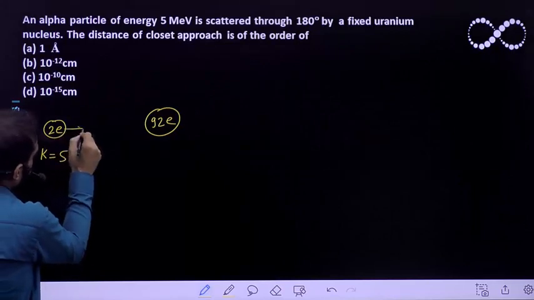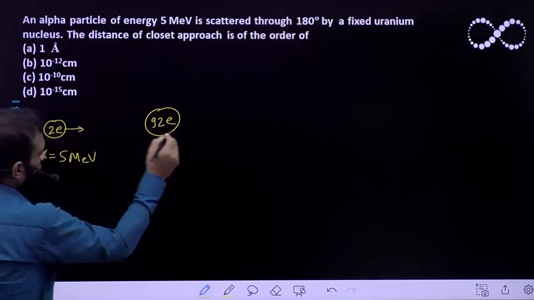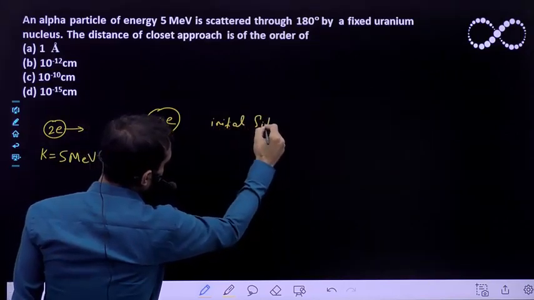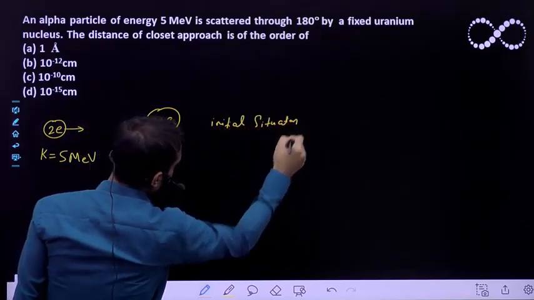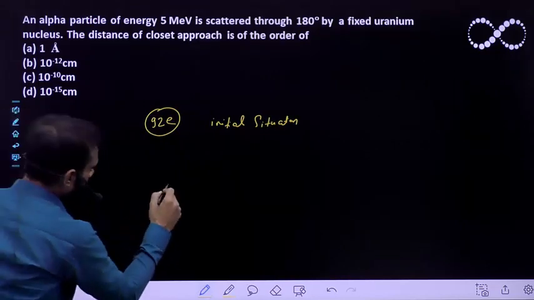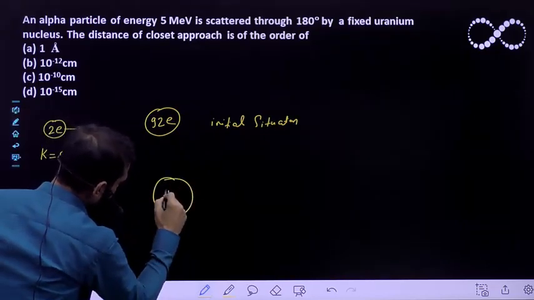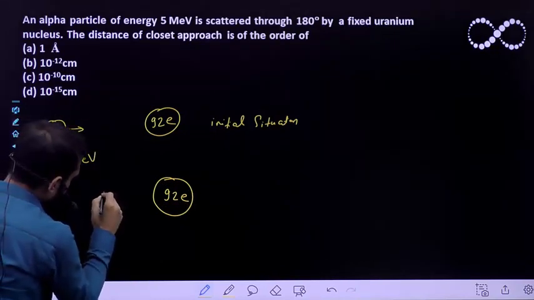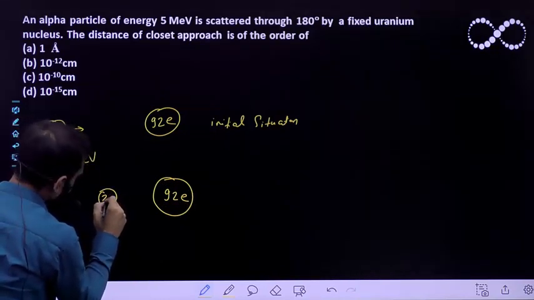So it is moving in this direction, let us suppose. So this is the initial situation. After some time, this will be 92e, and the alpha particle will approach. So suppose here it came up to this point.